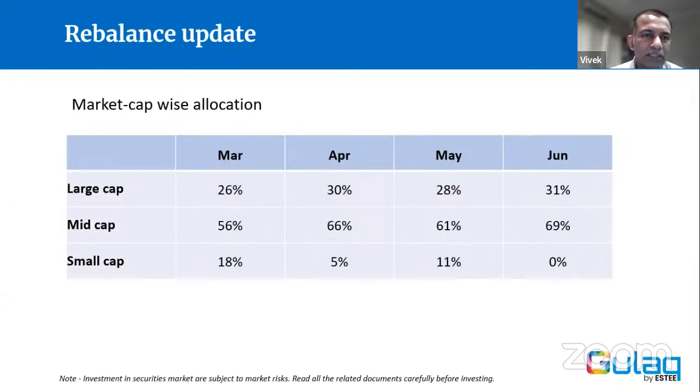Okay, so this is the change from May to June. Now our large cap allocation is primarily about 31% and we are 69% in mid cap. And in the June portfolio, we have 0% allocation to small cap. Now you can see the trend. Since January onwards, we have been increasing our allocation in large caps, and small cap has gone down to zero, with a slight increase in the mid cap allocation as well. So that's been the change over the last couple of months.